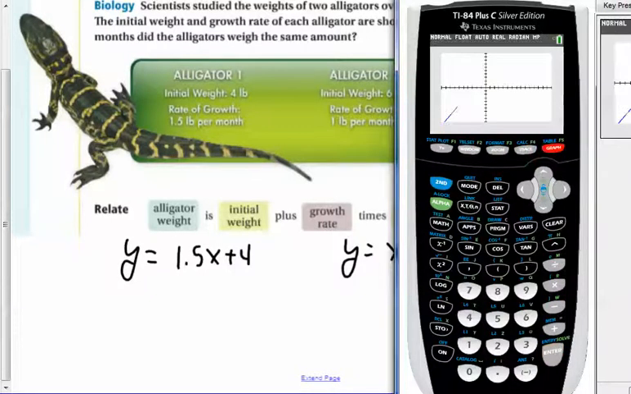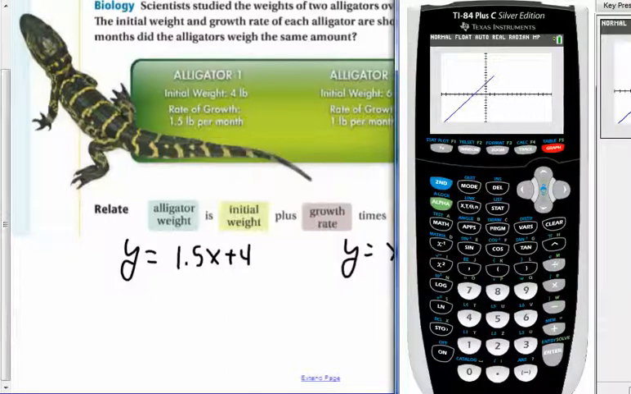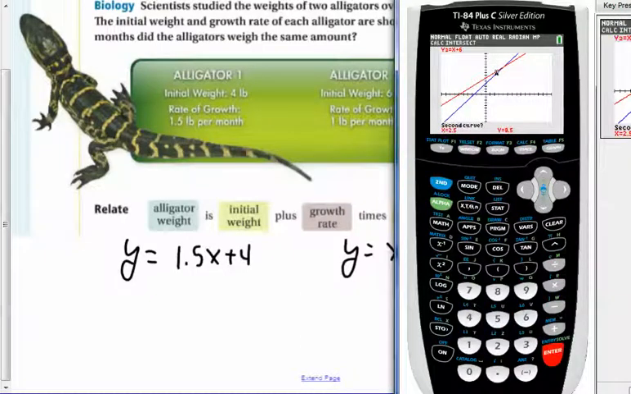There's the first alligator, and here comes the second. I need to make my window for the y bigger too, so I'll make that 15. The calculators are really easy because all we had to do is put the equations in y equals mx plus b form. Now, watch how easy this is. I can go to second, calculate, choose 5, intersect, hit enter three times, and I get an intersection of 4 comma 10. So the intersection is at 4 months, and they would both be 10 pounds.